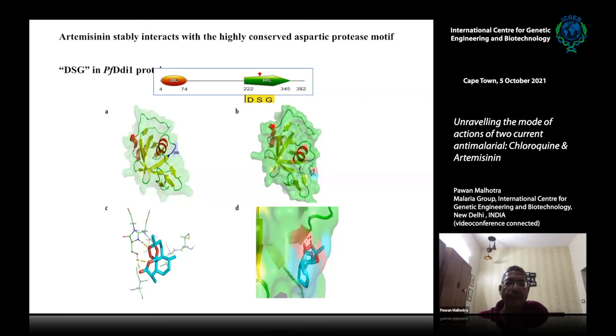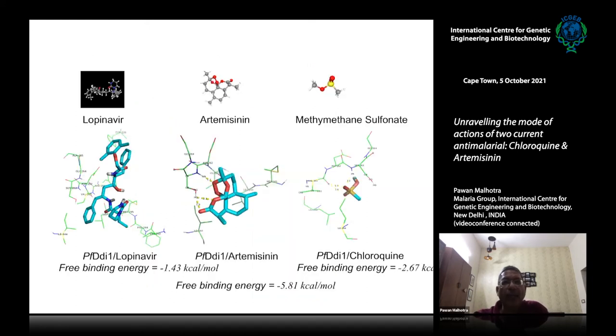This protein indeed binds to artemisinin. And then they also studied the other drugs, which are lopinavir, artemisinin, and methyl methane sulfate, which is another DNA damage agent. This is the structure of the inhibitors which we used, and they have some affinity, but the best affinity we could show is of DD1 with artemisinin.